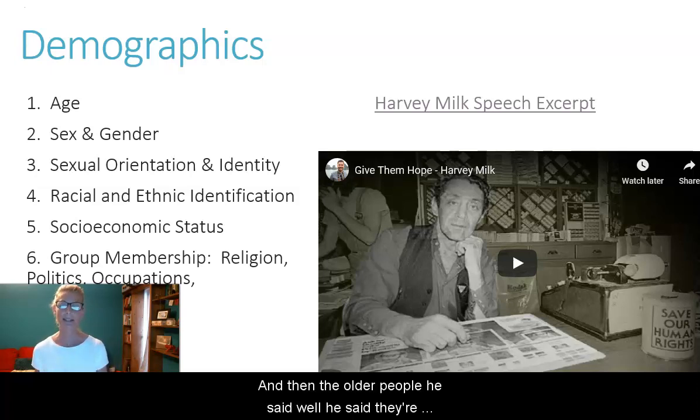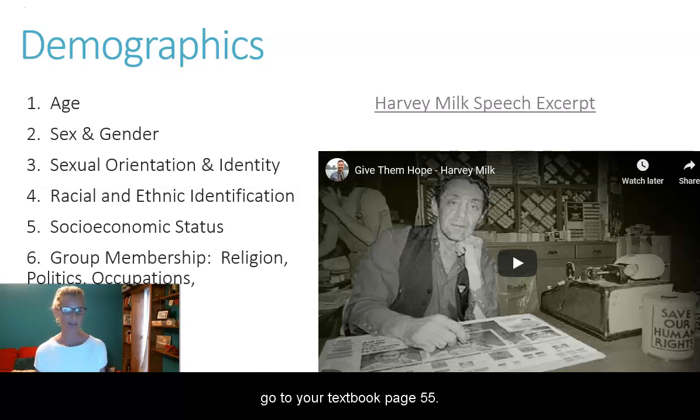And then the older people, he said they're cynical, and they are going to think that they know more than you. They've been there, they've done that, they've seen that, nothing is new. So this is what Aristotle had to say about the 3 different age groups. It is a little bit more nuanced than that, so make sure that you go to your textbook and look at page 55. Now moving on to sex and gender.